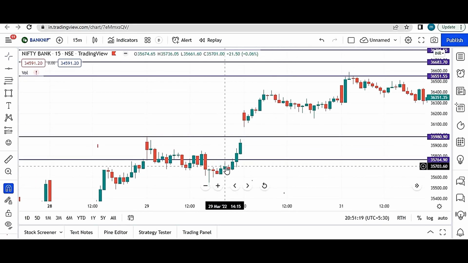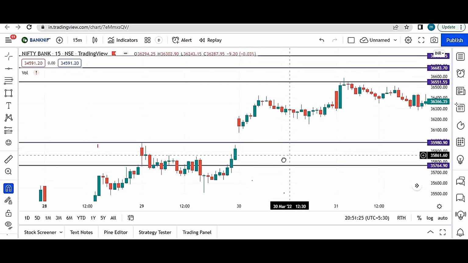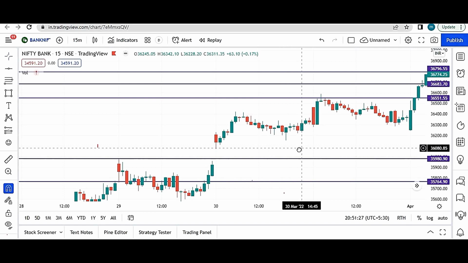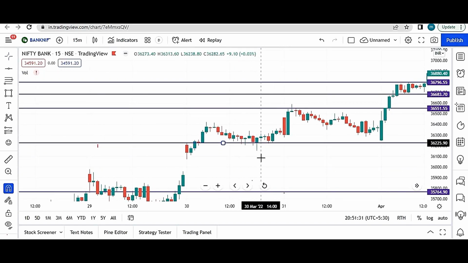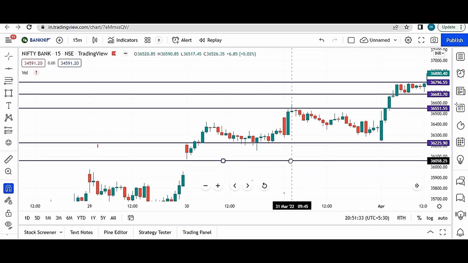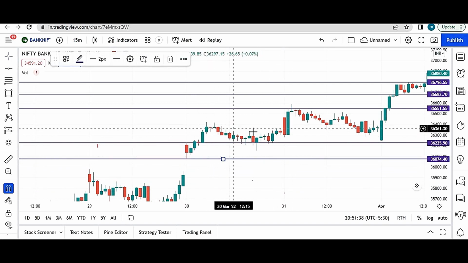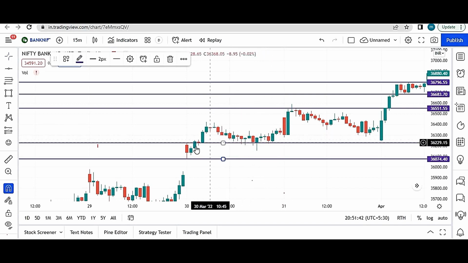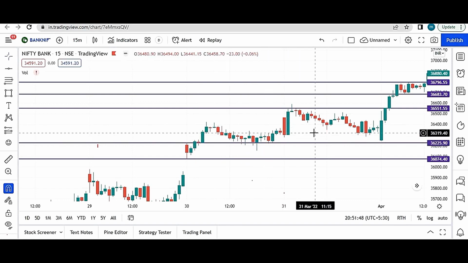And this is some 300 points move. This is also another inside bar. See the move. It's upside only till evening. If you enter here, 232 to 355, almost 130 points.